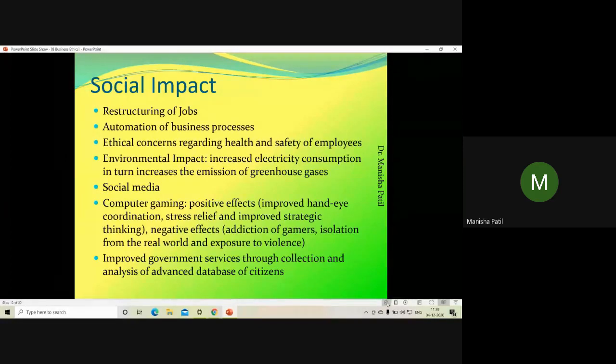Now, there is also a positive impact of computers, and it is the improved government services through collection and analysis of advanced database of citizens. Please note down these points.